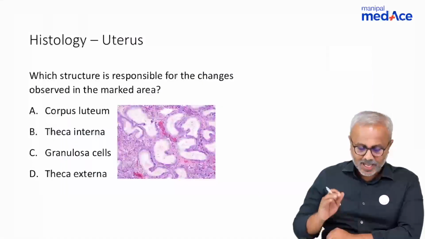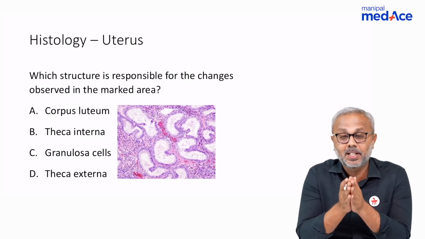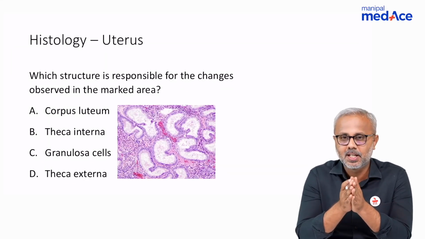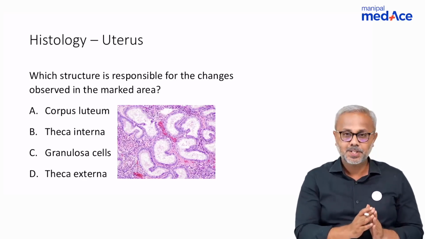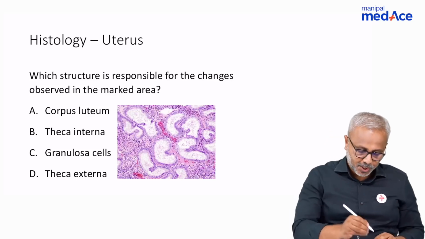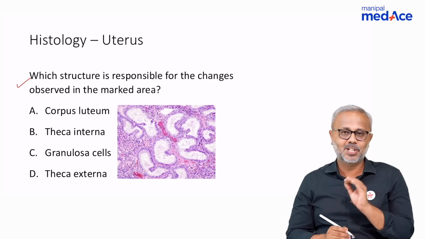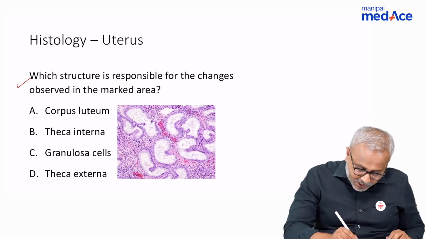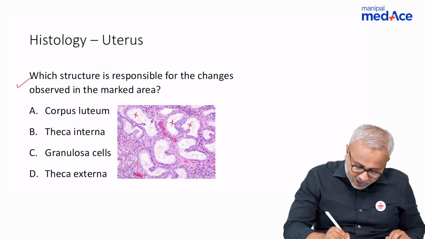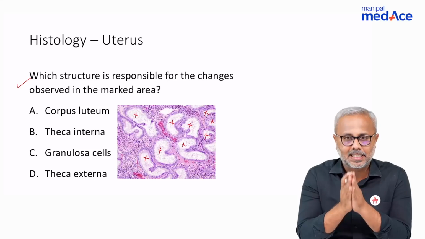Then the next question was from histology. Surprisingly, most of you said there were two questions from histology. Both of them were not that difficult. So the first question was an image based question, as most of the students have sent the questions. It was, which structure is responsible for changes observed in the marked area? And it seems this was the marked area. Now what is this area? Remember, this area is the uterine glands.